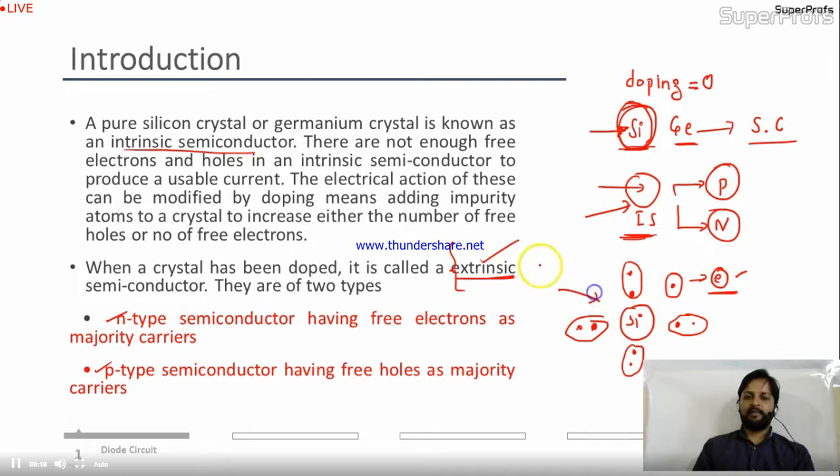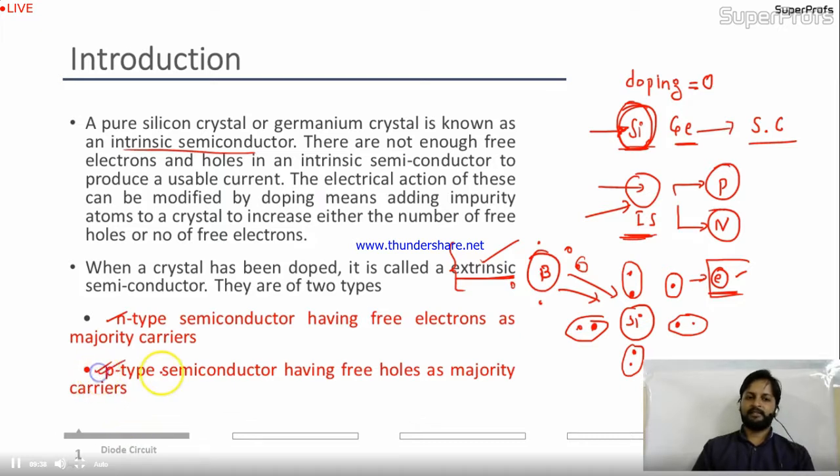When you are adding pentavalent impurity, like, just take boron. If you are adding the boron into the silicon atoms, so boron has 5 electrons in its outer shell. So 4 electrons will make covalent bonds with the silicon valence electrons, and 1 will remain, right? So like that, we have majority carriers electrons in the N-type semiconductor.